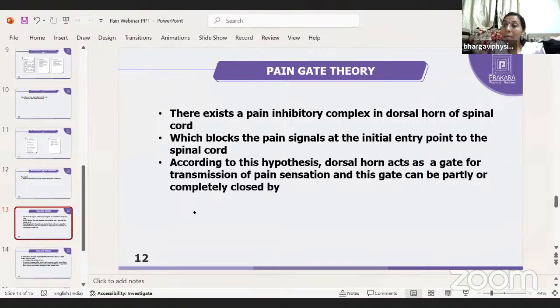Why does it occur? Because in our brain we have some pain suppression system, or pain gate mechanism, or else analgesic system, analgesic pathway, which is going to inhibit the transmission of the pain signals from the periphery to the cerebral cortex. How the pain suppression from the brain occurs, we are going to study under this pain gate theory.